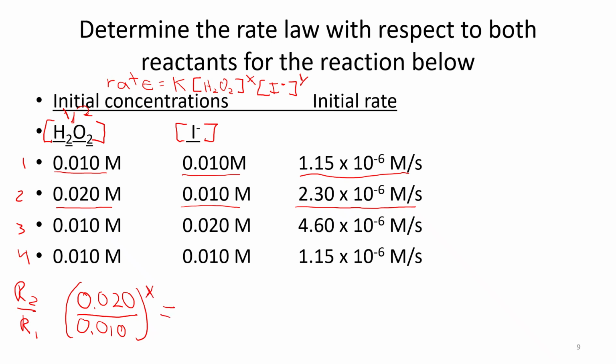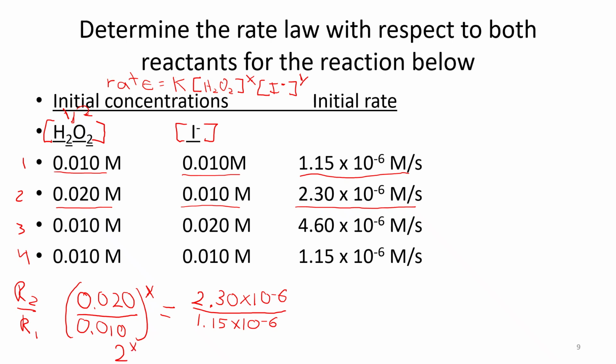But in order to figure out what my x is, I'm also going to take my rates over here. So I'm going to take my initial rate of reaction for experiment 2, and then I'm going to divide it by the rate in experiment 1. If I divide 0.02 by 0.01, I simply get 2. So 2 to the x, let's see what this is equal to.